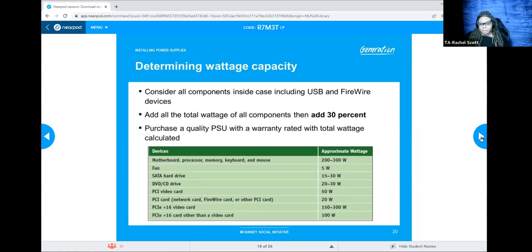Now, we're trying to determine the wattage capacity. If we consider all components inside the case, including USB and FireWire devices, there is a list here of what approximate wattage is needed. And when you're looking at a power supply unit, you need to get at least 30% more than what you need. It's almost like an illustration: we need 2,000 calories a day to eat, and if we don't have enough calories, we won't have the energy. We'll be tired and there's no reserve. So if you have components that need about 1,000 watts and there needs to be an additional 30% for the power supply unit that you use, how many watts would you need?